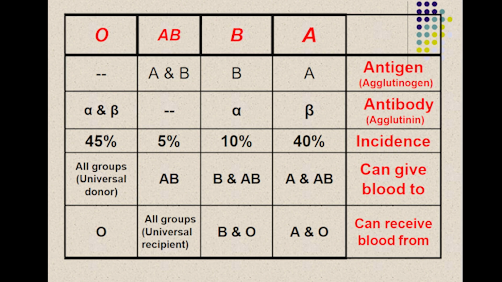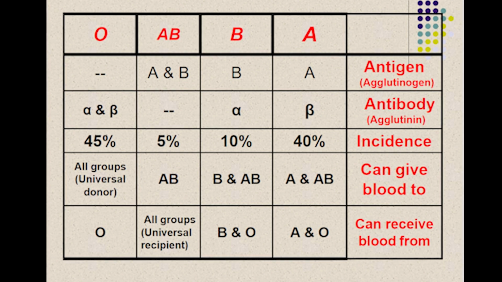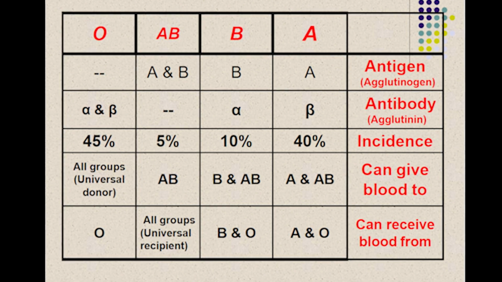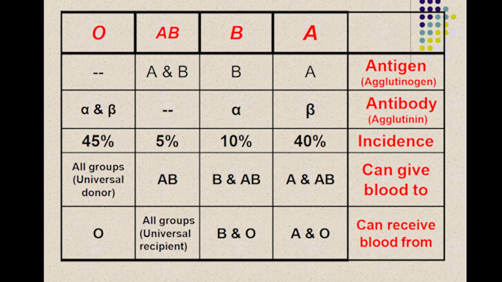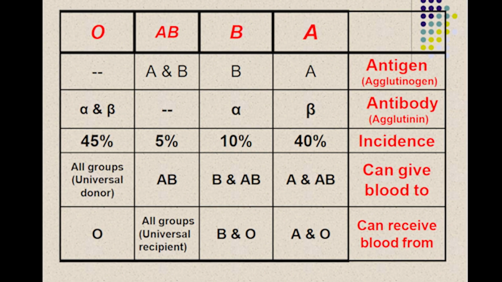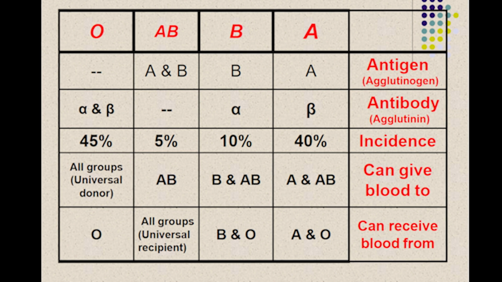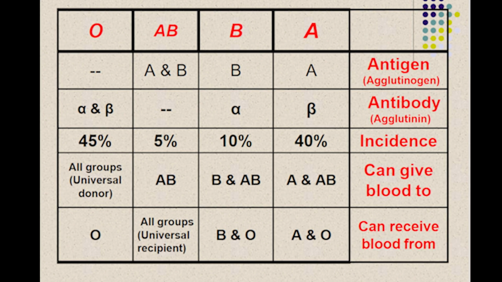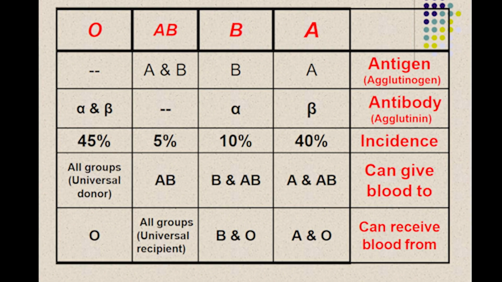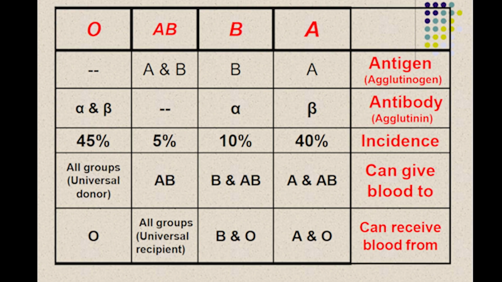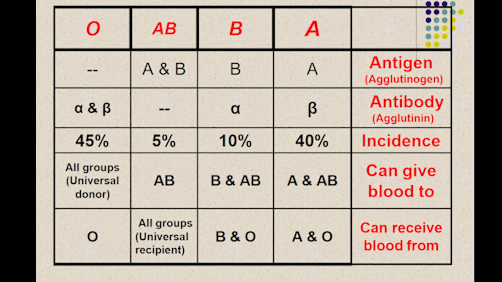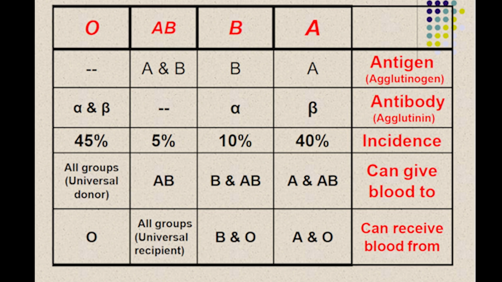Now, in the combination of A and B, the antigen is A and B. There's a special case in the antibody in the AB blood group, that there's no antibody in it. The incidence is about 5%. It can give blood to AB and can receive from all groups, so we can call it a universal recipient.